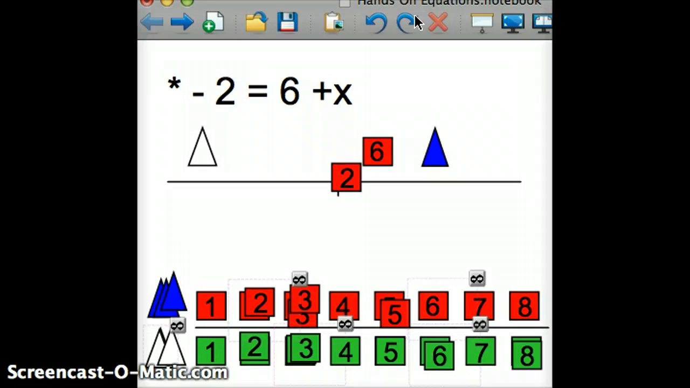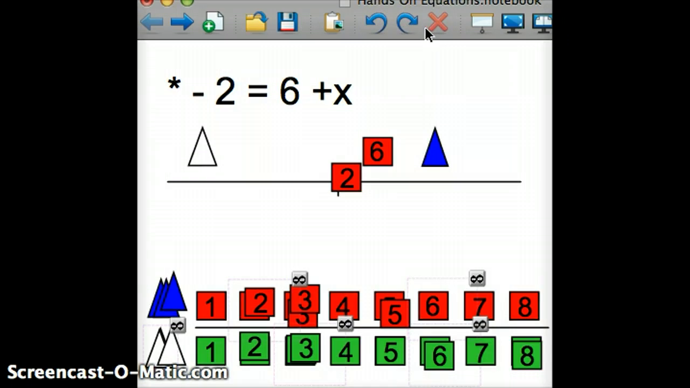There's not a blue pawn on the left-hand side, so I'm going to add a 0 value with pawns. Oh, I'm sorry. Oh, another way to do this, I apologize, I got ahead of myself here.